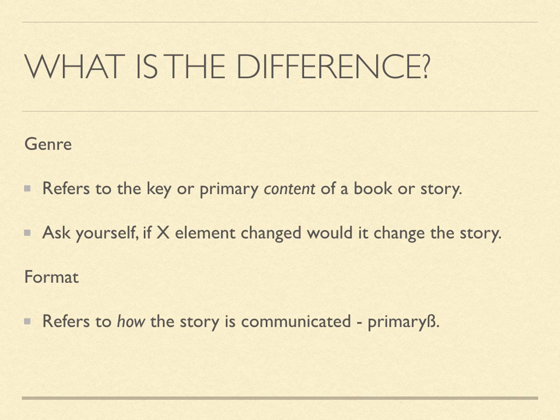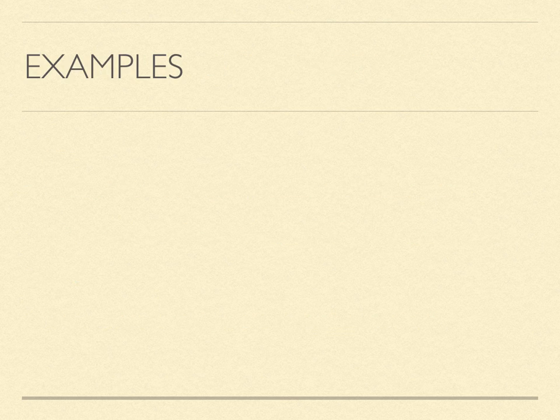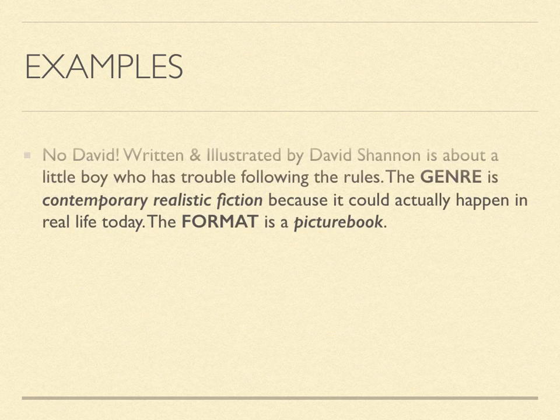Format, again, refers to how a story is communicated. What's the primary way it's communicated? Sorry about the typo on this. So remember, genre is the content, and format is how it's communicated. So some other examples: a book by David Shannon, written and illustrated by him, called No, David. This book is about a little boy who has a hard time following the rules, and his mom tells him, no, David. The genre is contemporary realistic fiction because everything in it could really happen in real life today. The format is a picture book because it is told through both images and text.